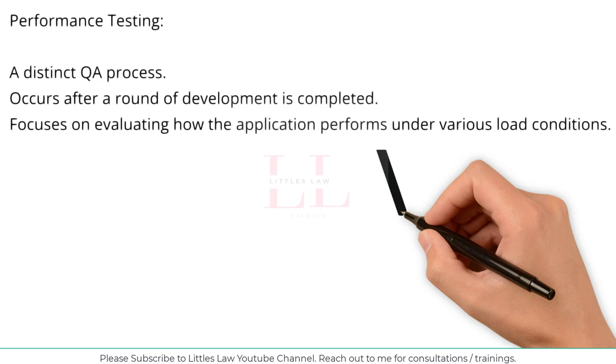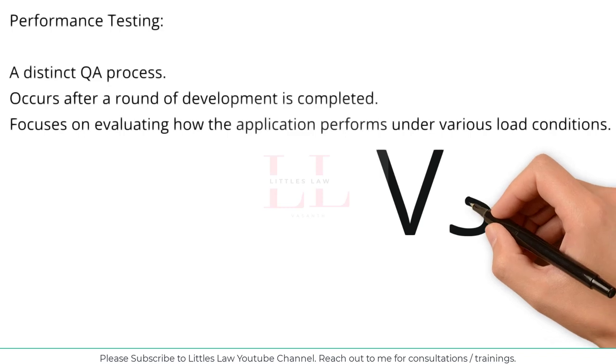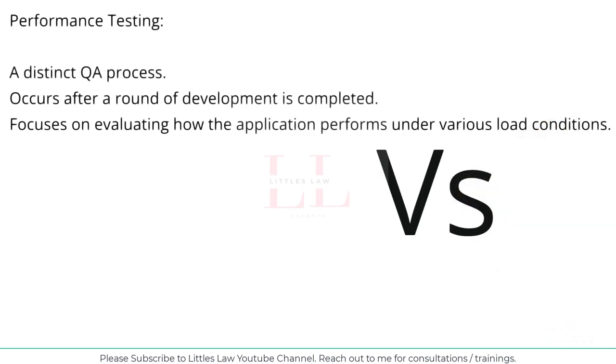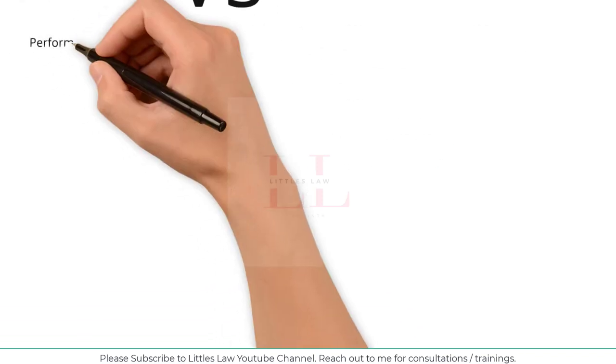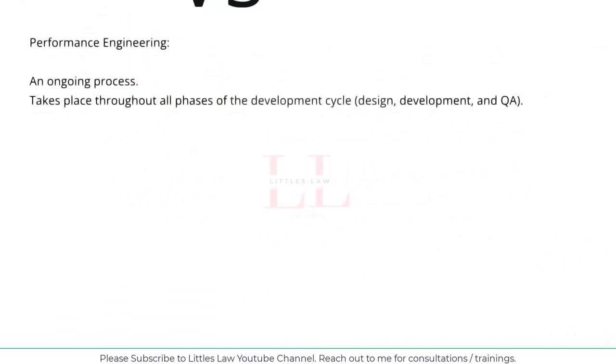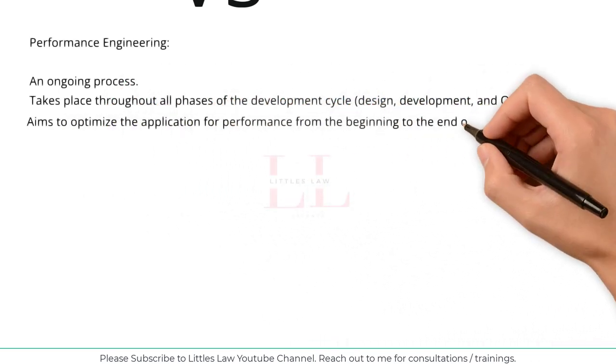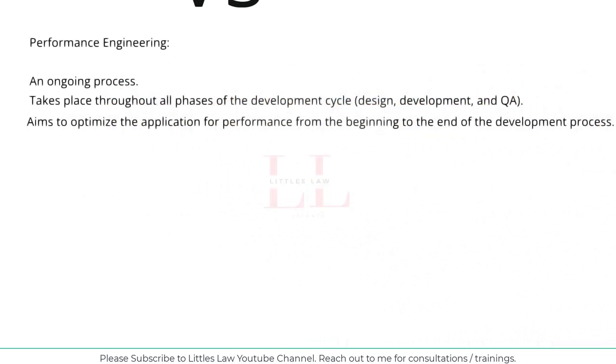On the other hand, performance engineering, like I told you in the very beginning, is a proactive approach. So please always remember that. So performance engineering is a continuous and proactive process which spans the entire development life cycle, right? And it begins in the design phase where performance goals and metrics are set and continues through development and testing. So the focus of performance engineering is on optimizing the design, the architecture, and the code of the application to meet performance requirements from the outset.